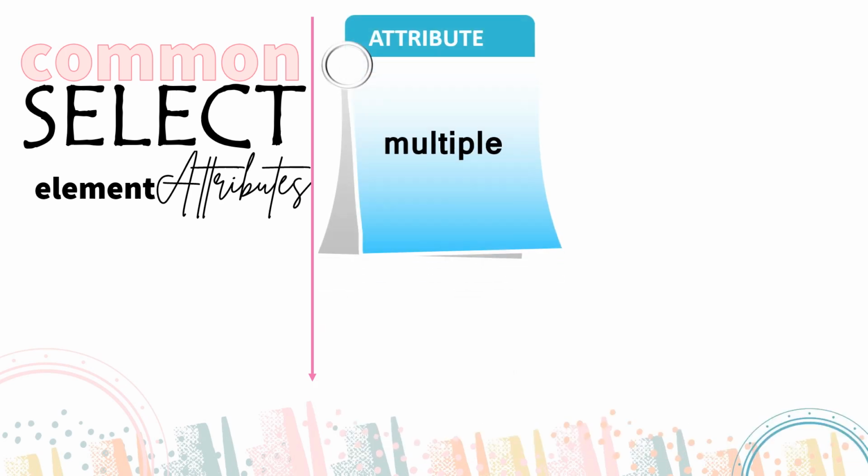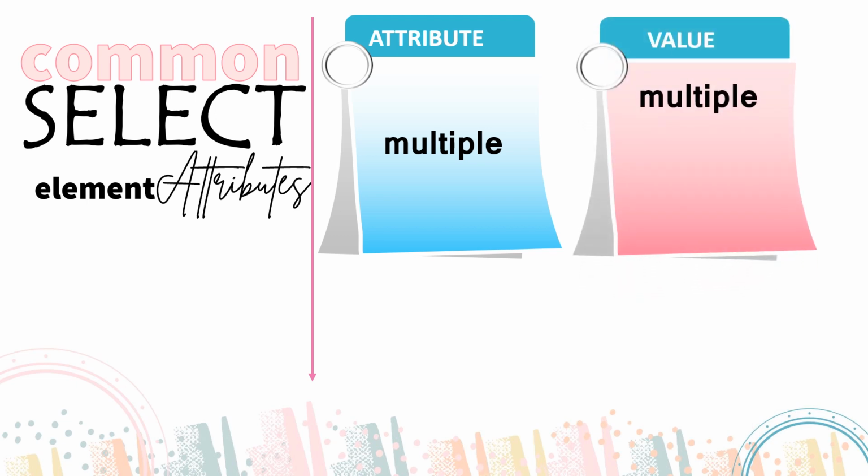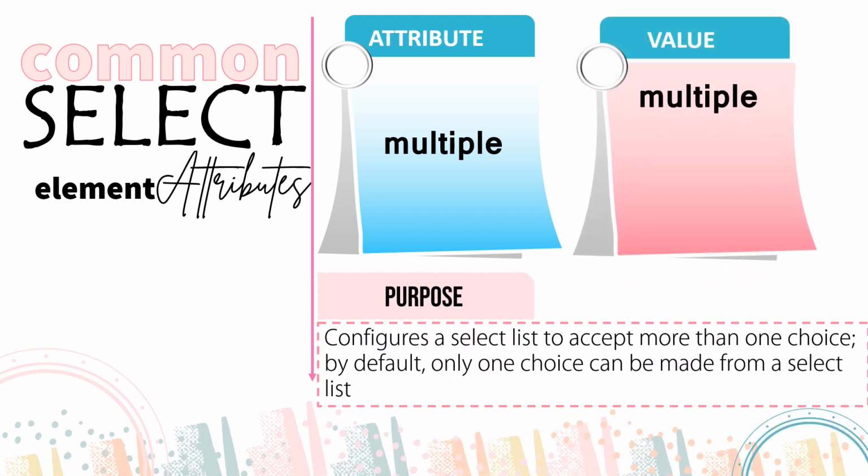The multiple attribute. The value of a multiple attribute is multiple. The purpose: it configures a select list to accept more than one choice. By default, only one choice can be made from a select list.